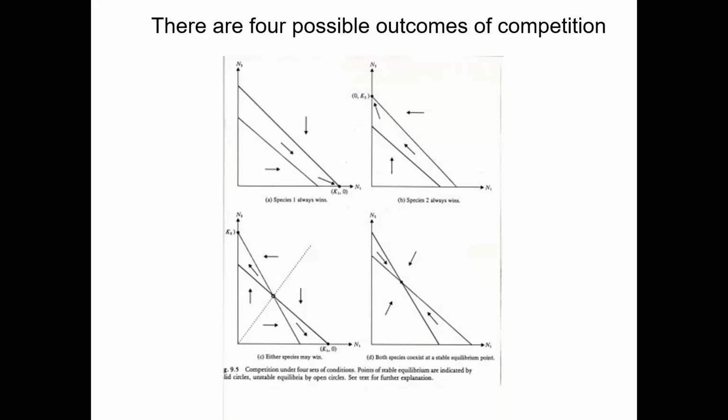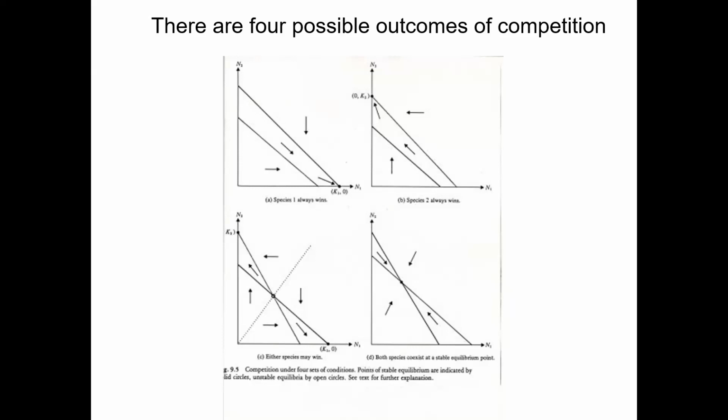We can have coexistence. We can have competitive exclusion. That coexistence can be stable over the long term. It could be unstable. And we see all of those. So this translation of the two equations onto a graph is actually extremely helpful.